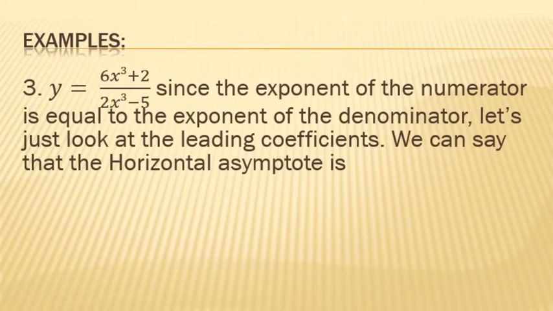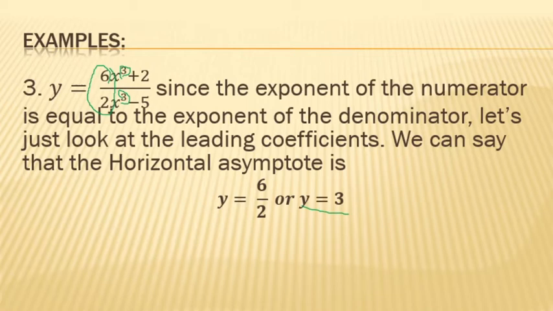Sample number 3. Y is equal to 6x cubed plus 2 over 2x cubed minus 5. Kung papansin natin, ang n natin is equal to m. So, ang titignan na lang natin yung coefficient nila, which is 6/2. So, yan ang ating horizontal asymptote. How can we simplify 6/2? Diba 6/2 is 3? Therefore, our horizontal asymptote is y equals 6/2 or y equals 3.